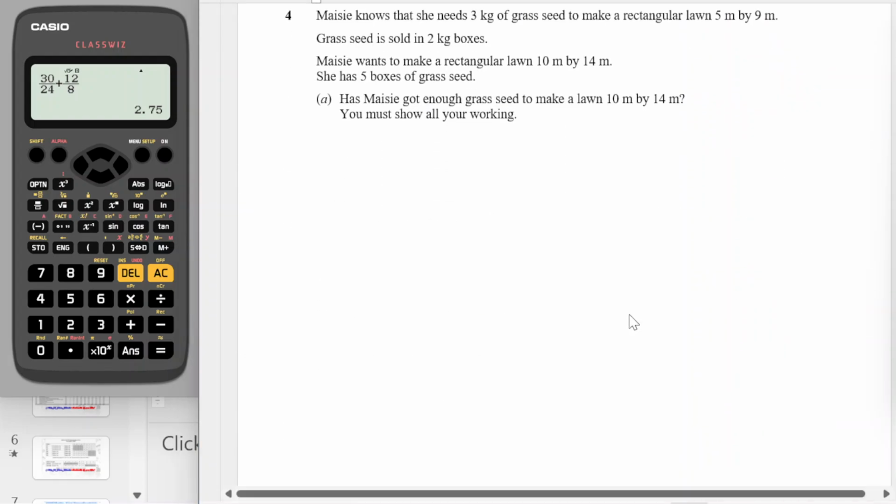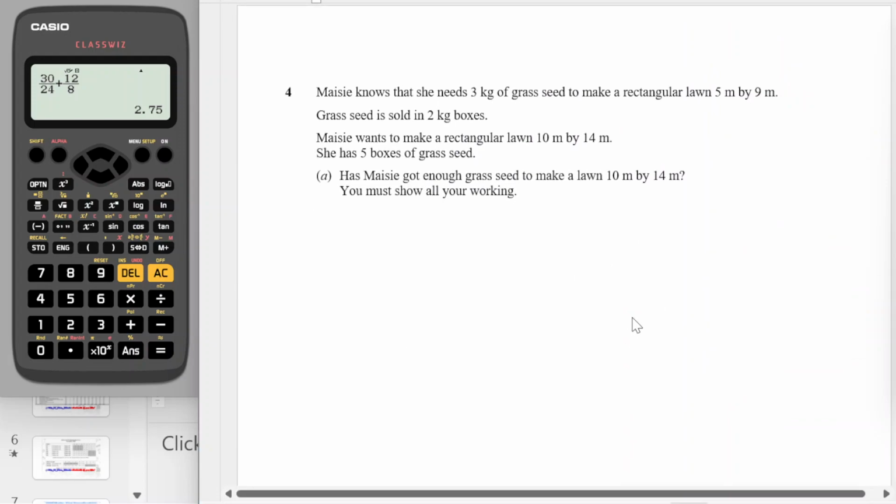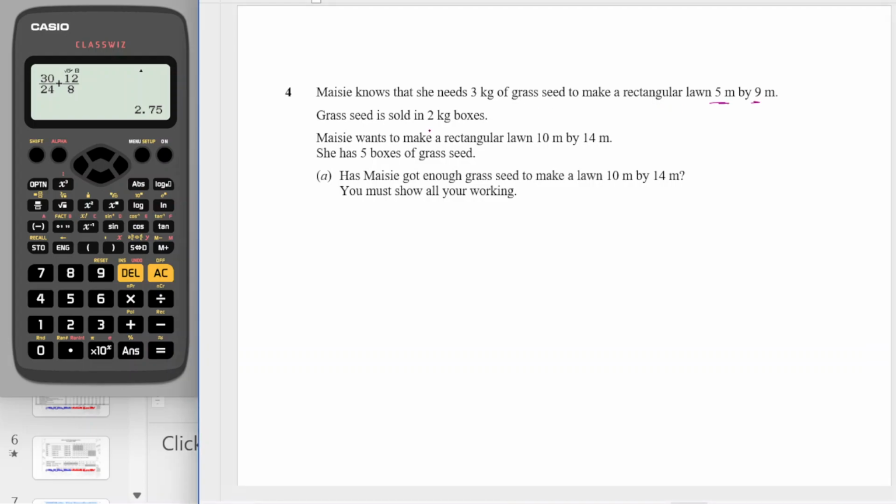Okay, question 4. Maisie knows that she needs 3 kilograms of grass seed to make a rectangular lawn 5 by 9 meters. Grass seed is sold in 2 kilogram boxes. Maisie wants to make a rectangular lawn 10 by 14. She has 5 boxes of grass seed. Has she got enough?